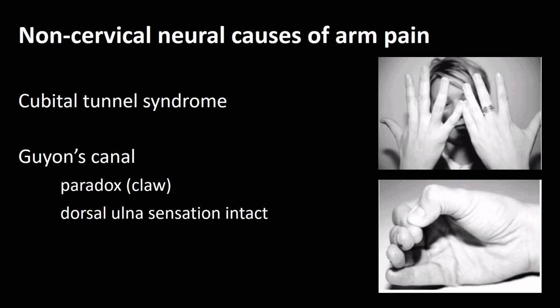The ulnar nerve may also be trapped in the Guyon's canal at the wrist, where there's the paradox of the claw due to the differential action of the intrinsics and the long flexors. In this case, the dorsal ulnar sensation is intact because the nerve branch comes out before Guyon's canal.